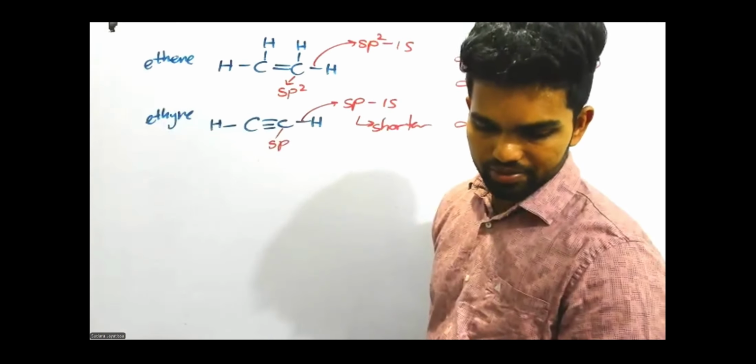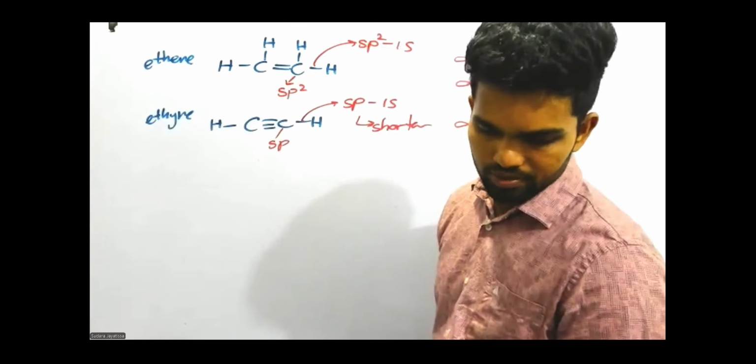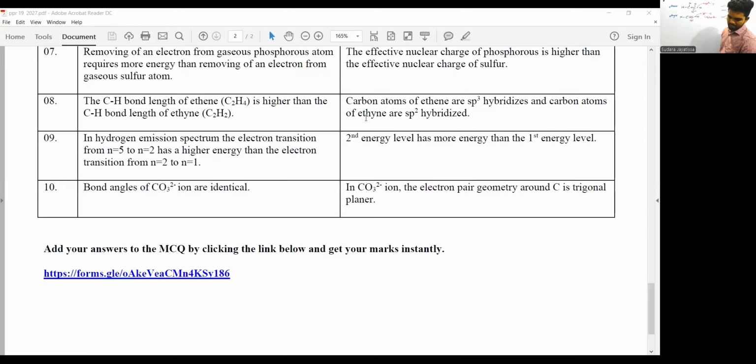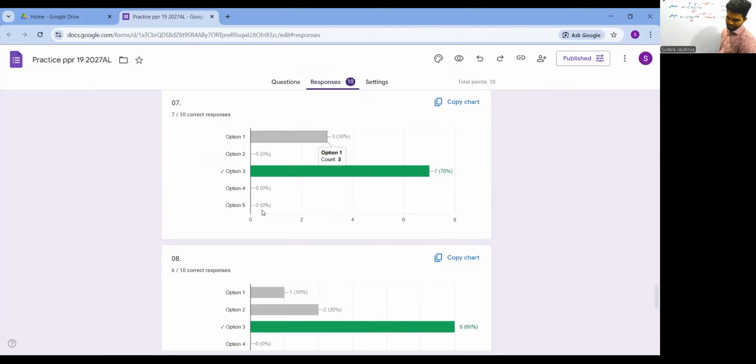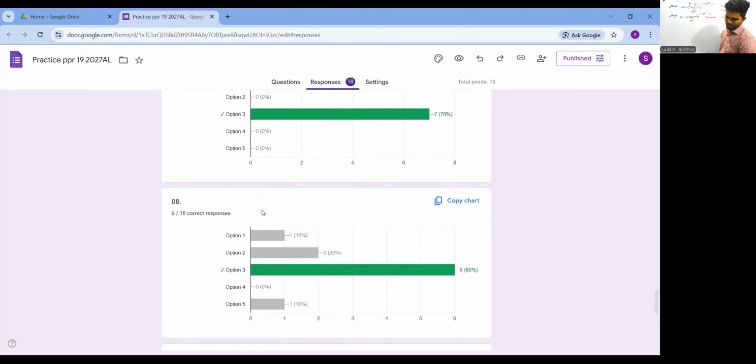Now let's look at the statement. The first statement tells ethene is having higher bond length. That is true. Second statement, yeah, the hybridizations are wrong. It's not sp3, sp2, it is sp2 and sp. Okay, first statement correct, second one wrong, answer 3. Let's see how many of you got answer 3. Okay, very good. The majority has selected answer 3. Some of you have selected answer 2 also. That means they have missed the hybridization. So it's a careless mistake. Just look at that carefully. Now you will understand it.